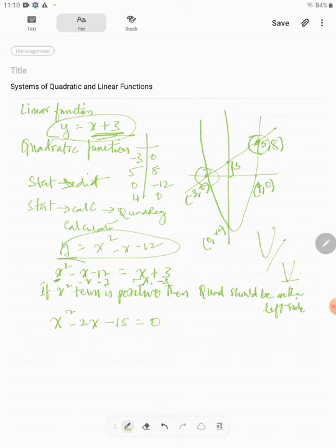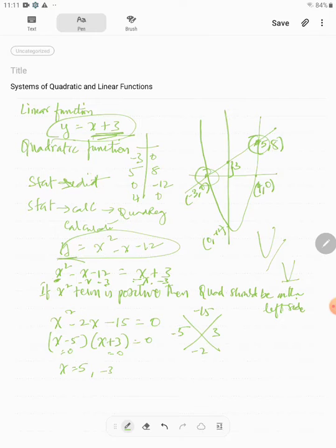Once you get this, you have to solve for x using the good old methods, right? If you can solve by factoring, that's well and good. So 15 is 5 times 3, and here the negative is on 5, so that when you add, you get negative 2. So we have x minus 5 times x plus 3. When you equate each of them to 0, x is positive 5, and from here x is negative 3.